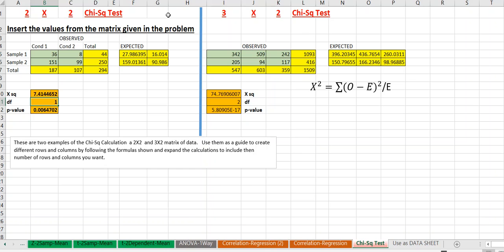So that's how you can use the chi-squared test template for many of the problems in this week.